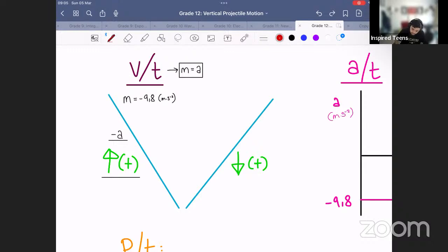However, when we take down as positive, now let's think of this. When we take down as positive, we have a positive acceleration. When we have a positive acceleration, that means gradient is positive. That means we have a positive slope, positive 9,8 meters per second to the minus 2. That's why we can see that this is actually an increasing graph with a positive gradient. So I hope that makes sense.